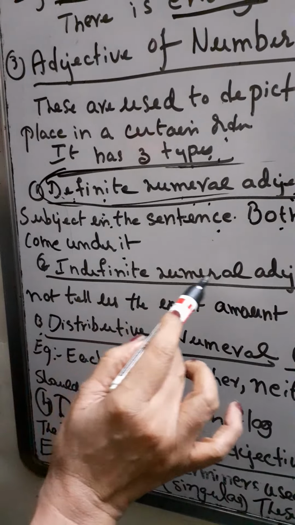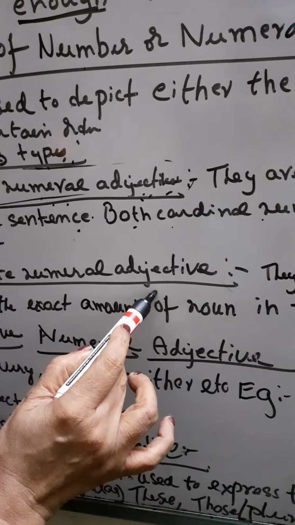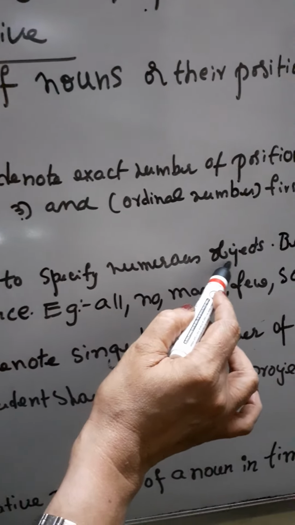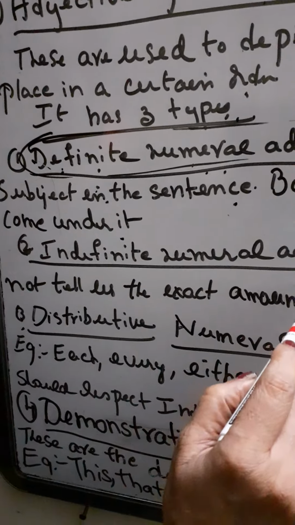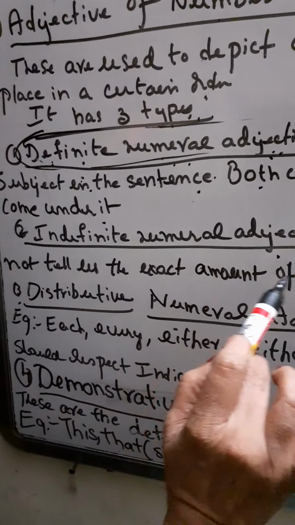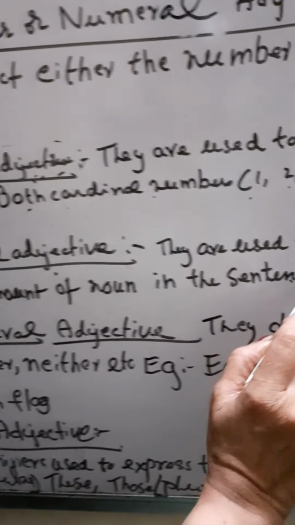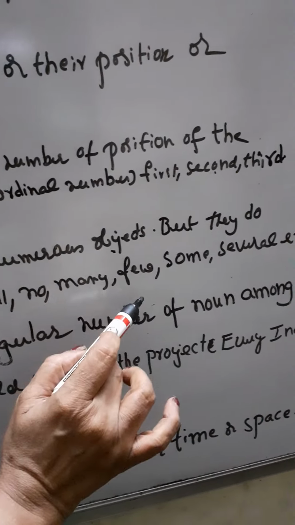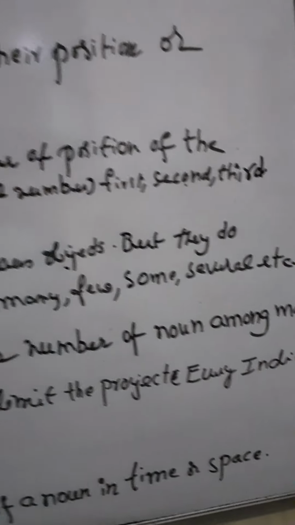Now, indefinite numeral adjectives are used to specify numerous objects, but they do not tell us the exact number of nouns in the sentence. Example: all, no, many, few, some, several.